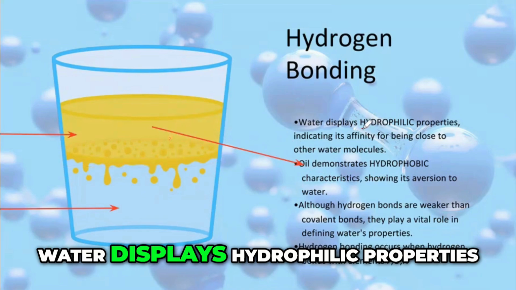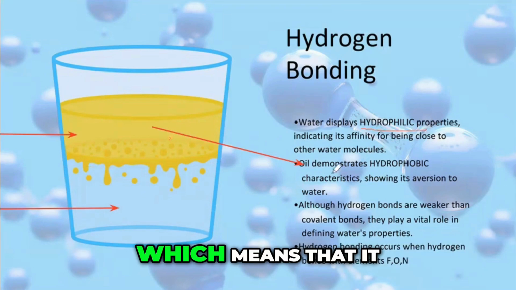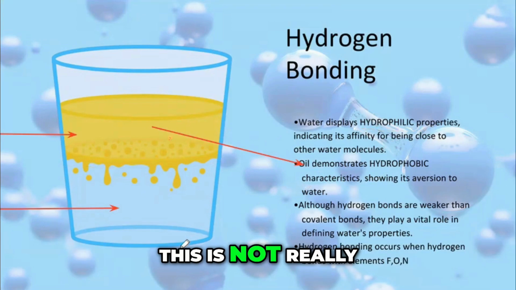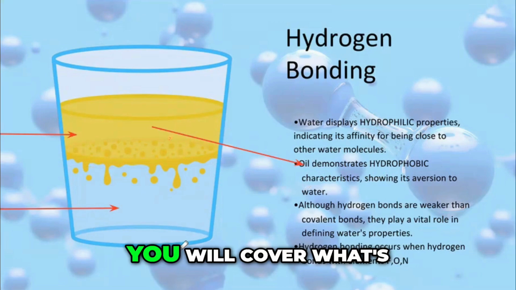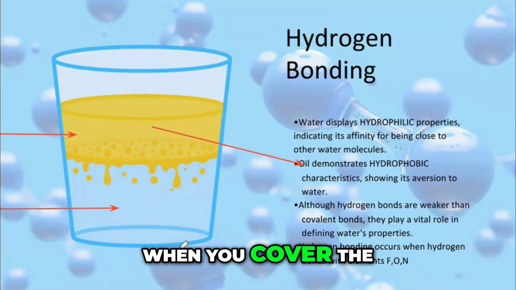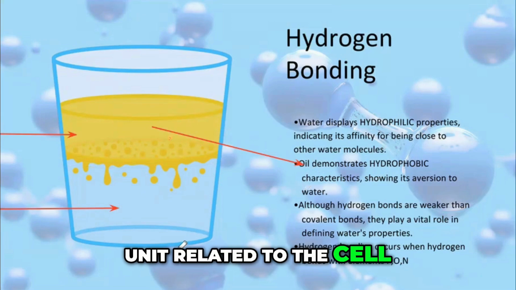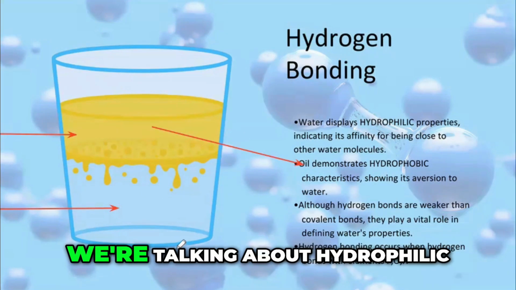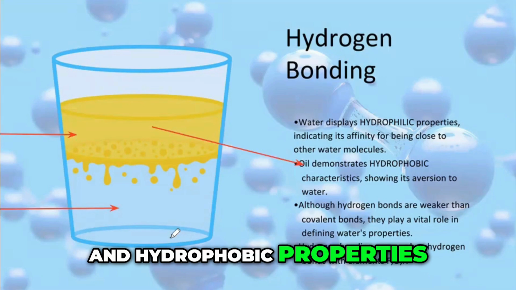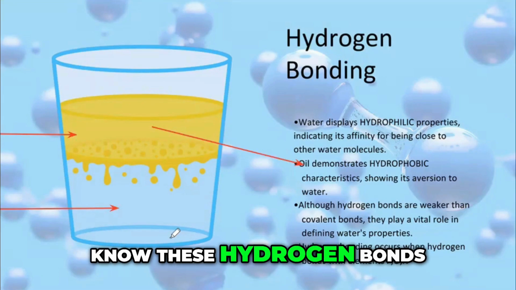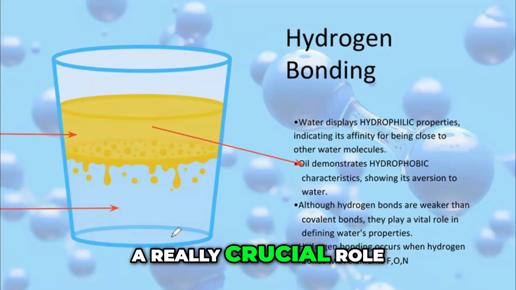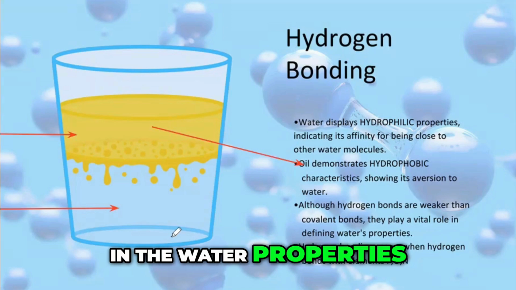Water displays hydrophilic properties, which means that it likes other water molecules. And just to note, this is not really important right now, but you will cover what's called the phospholipid bilayer when you cover the unit related to the cell. And you'll see what we're talking about when we're talking about hydrophilic and hydrophobic properties. For now, you just need to know these hydrogen bonds are weaker than covalent bonds, and they play a really crucial role in the water properties.